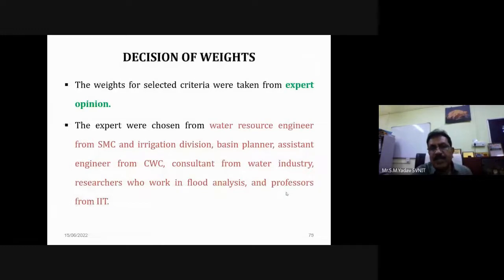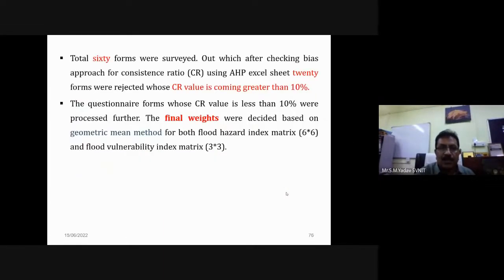The weights of selected criteria were taken from experts' opinion. And who were the experts? That already I have explained to you. The questionnaire forms whose CR value is less than 10% were processed further. The final weights were decided based on the geometric mean method for both the flood hazard index matrix and the flood vulnerability index matrix, 3 by 3.